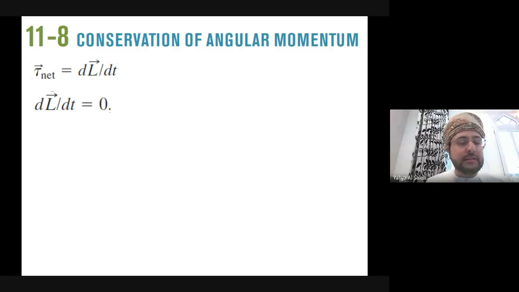Now remember when we did conservation of translational momentum? We said if two objects hit each other, there are different options, but momentum is always conserved. Turns out that is still true when you're going to angular, not translational momentum. So angular momentum is also always conserved.